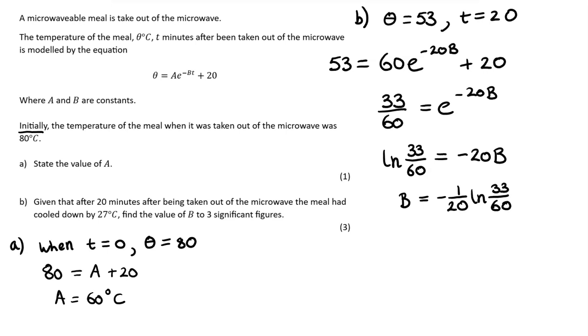This is what it would be exactly, but I'm asked for 3 significant figures. So we just pop that in our calculator and we get 0.0299.